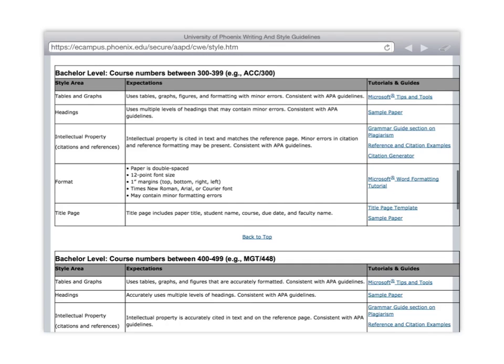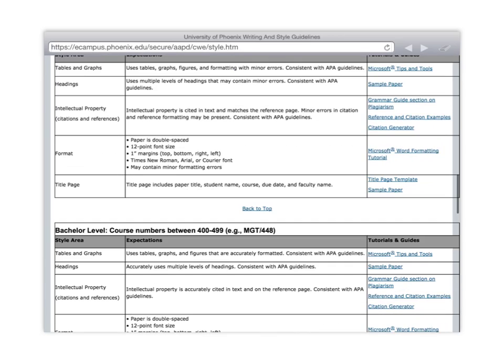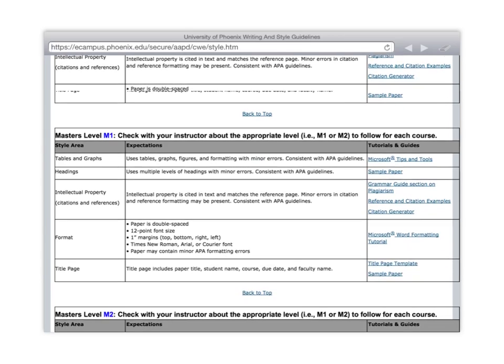Headings. Use multiple levels of headings that may contain minor errors consistent with APA guidelines. Now, minor errors is not, I don't know how to do it, so I'm just going to make up my own way. That's not a minor error. A minor error might be I didn't capitalize all the letters in the title, or I didn't bold the title. Or my title was way too long, my heading was way too long, something like that. And then you can see that title page and the format are all the same.